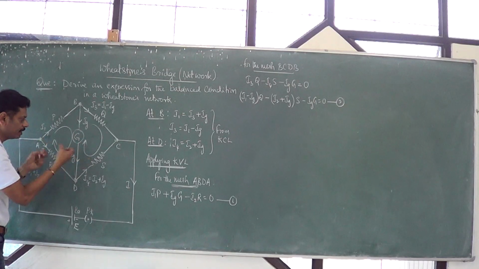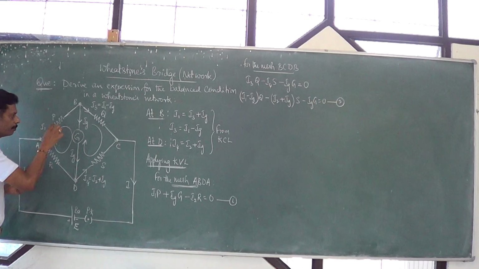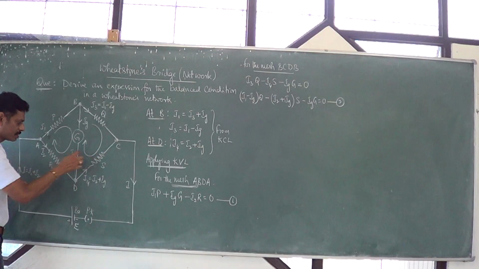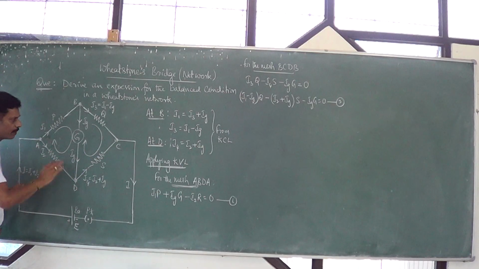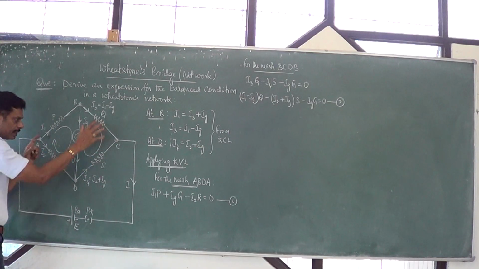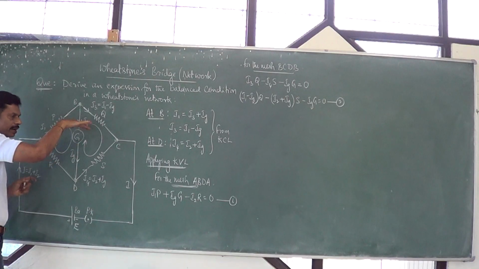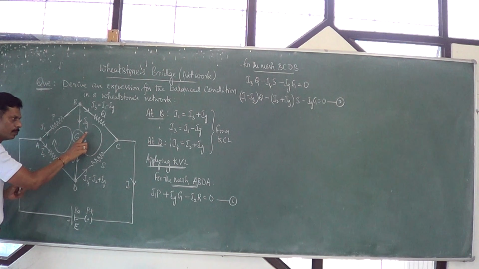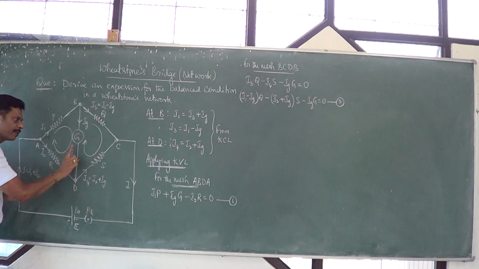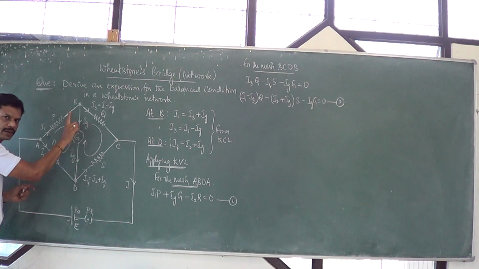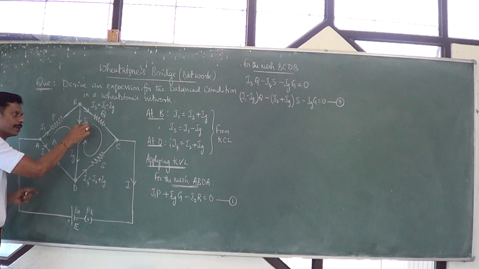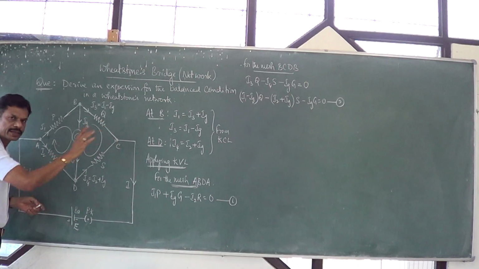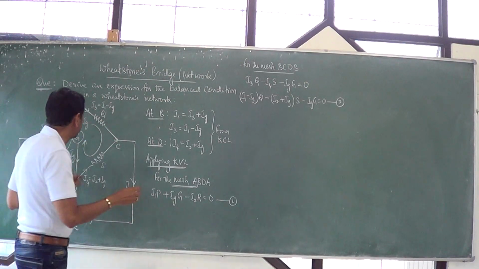Still, if you are adjusting this P, Q, S, R, the resistances, we can adjust them so that the Ig current goes on reducing and the galvanometer shows almost 0, and once in a way it is going to show exactly 0. Once the galvanometer shows 0, the current flowing through the galvanometer is equal to 0. That means Ig current is equal to 0.